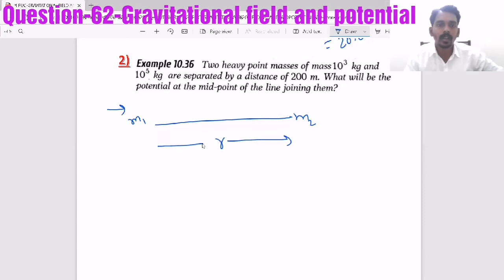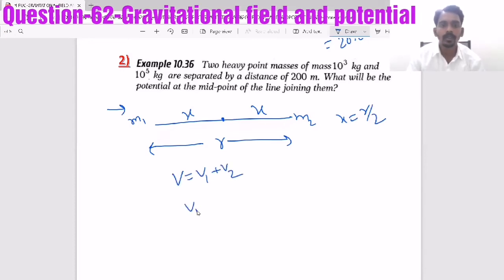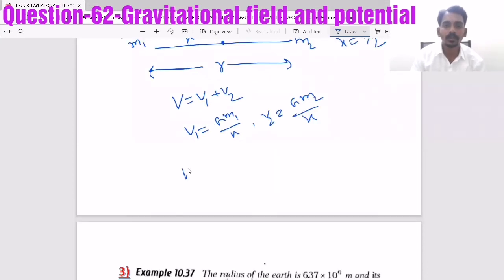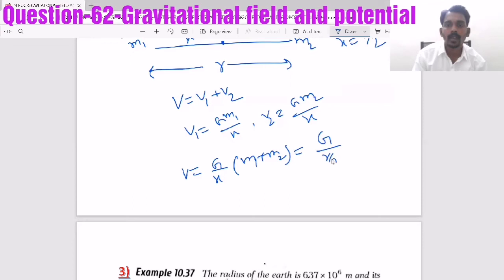Now they are separated at a distance R. What will be the potential at the midpoint? Midpoint means the distance is x on both sides, where x is half of the total distance. Now the total potential means V1 plus V2. V1 is GM1 by x and V2 is GM2 by x. So G by x, if you take common, M1 plus M2. So G by x, where x is R by 2, M1 plus M2. So it will become 2G by R into M1 plus M2.